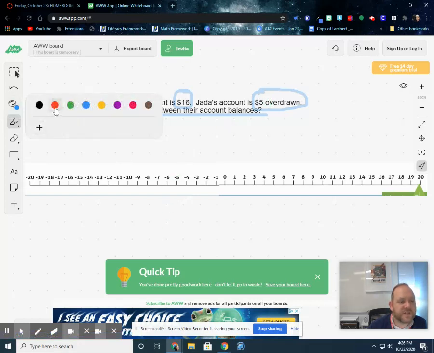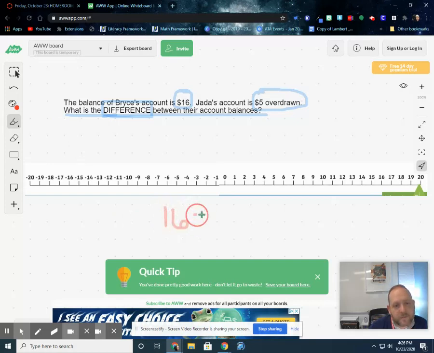So I need to write an equation here. So I've got 16 minus, and then here's my problem. I need a negative 5 there because I'm looking for the difference between my $16 account and my negative 5 account.